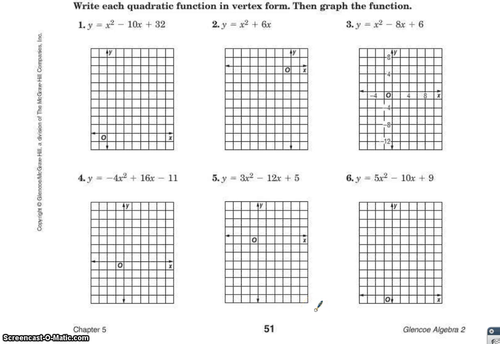Okay, so let's work a few examples. Let's look at problem number 1. It says I have y equals x squared minus 10x plus 32. So in this particular equation, my x squared, the a is already a positive 1. So again, I'm just going to remind you how to complete the square in order for us to turn it into vertex form.